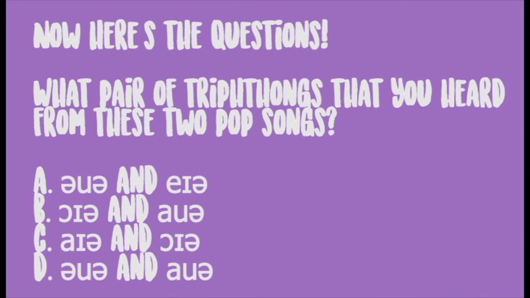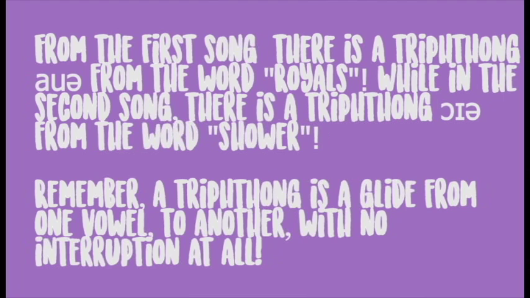Now here's the question. What pair of diphthongs could you hear from these 2 pop songs? A. Oe. B. Oe. C. I. Oe. D. O. And the answer is B. From the first song, there's a diphthong oe from the word royals, while in the second song, there's a diphthong o from the word shower. Remember, a diphthong is a glide from one vowel to another with no interruption at all.